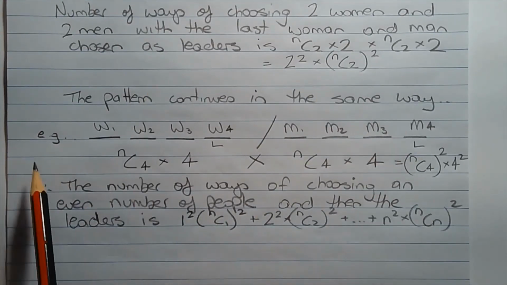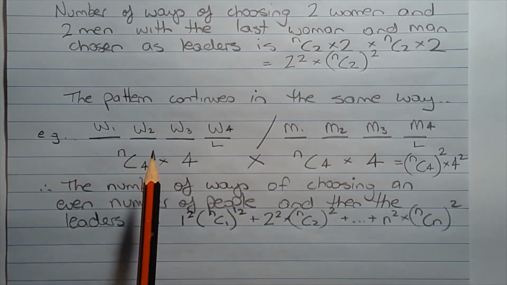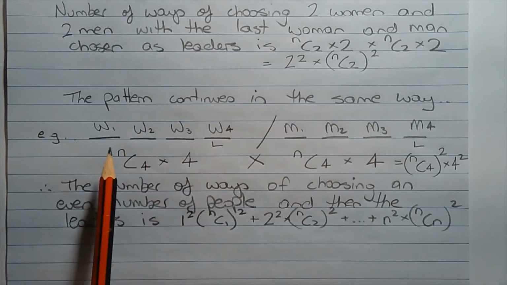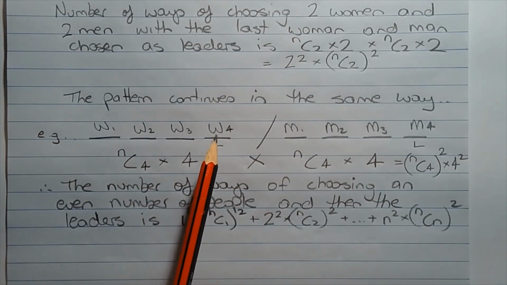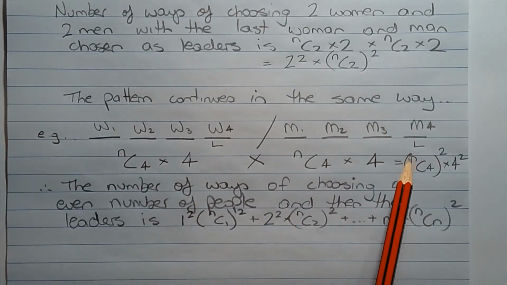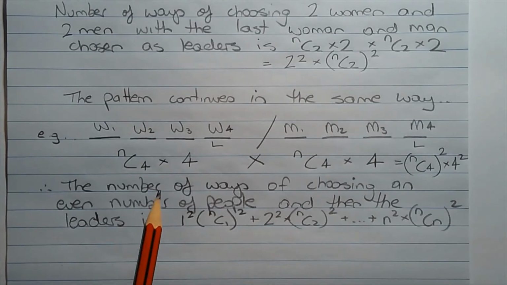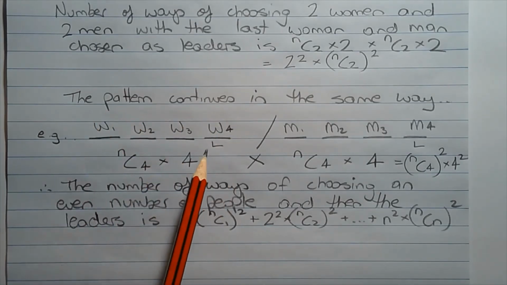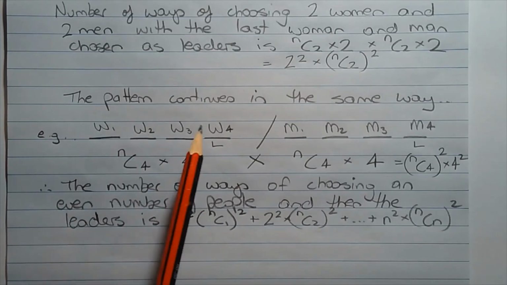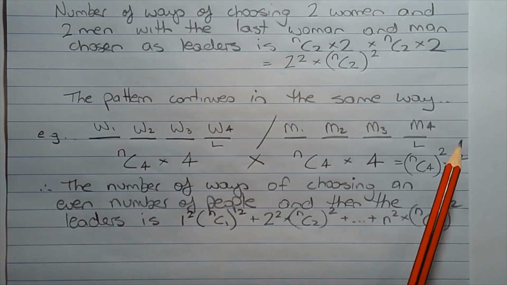Here is a dash diagram that represents choosing 4 women and 4 men. So these 4 dashes represent the 4 women chosen, where the last woman chosen is the leader, and also the last man chosen is also a leader. So the number of ways of choosing 4 women from n women is n choose 4, but any one of these 4 women can be a leader if they are chosen last. So this can occur 4 different ways. And the same thing happens with the men.